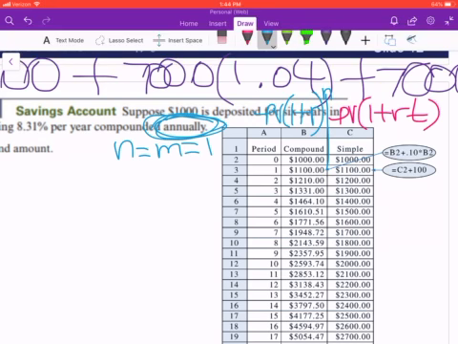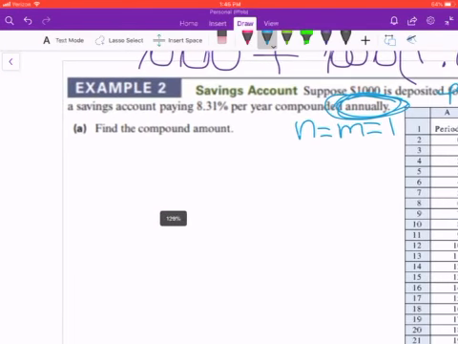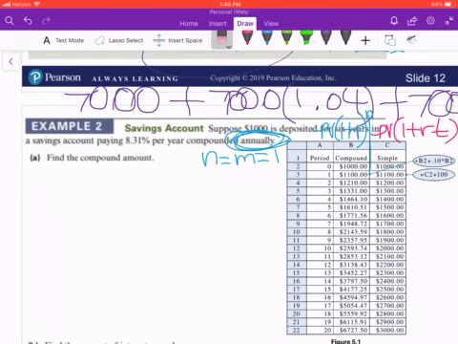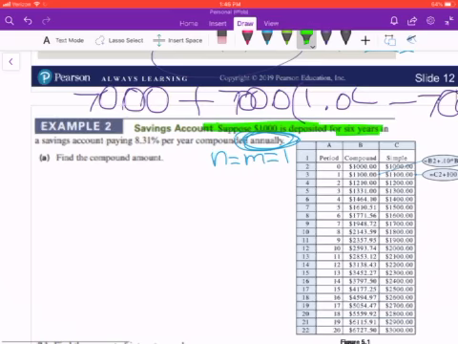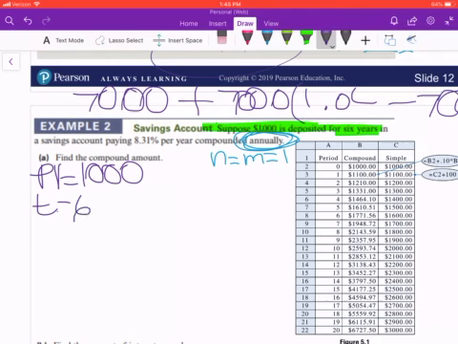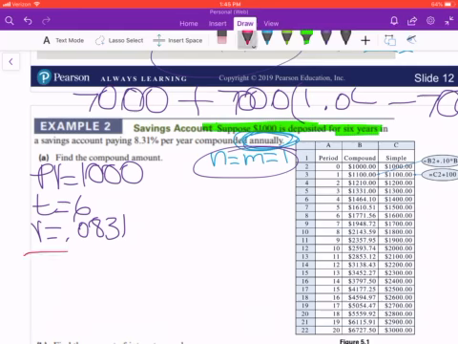So, for this question, we need to find the compound amount. And I'm going to erase certain things here. And we need for 6 years for $1,000. And if this was compounded annually. So, present value is 1,000. Time is 6 for 6 years. R will be 0.0831, and M or N is 1. So we will be using the formula.